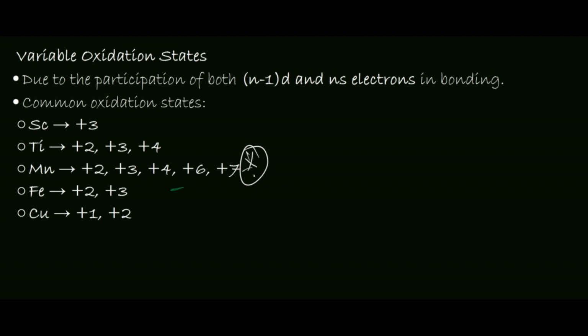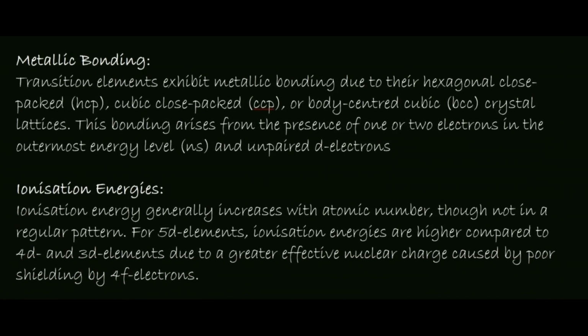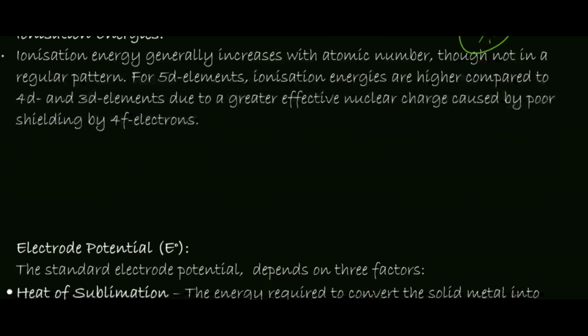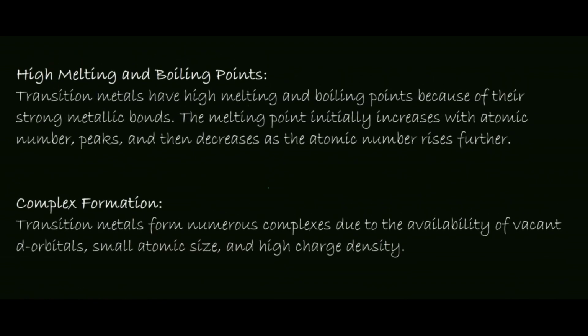Okay, then talking about metallic bonding, transition elements exhibit metallic bonding due to their hexagonal close packed and body centered cubic arrangements. These we saw in the solid state as well. These are metallic in nature, and the ionization energies increase with atomic number. The 5d elements' ionization energies are higher compared to 4d and 3d elements because of effective nuclear charge and poor shielding effect. This can be asked as a question. Okay, ionization energies. Then we are talking about melting and boiling points. The transition elements will have high melting and boiling points, right?